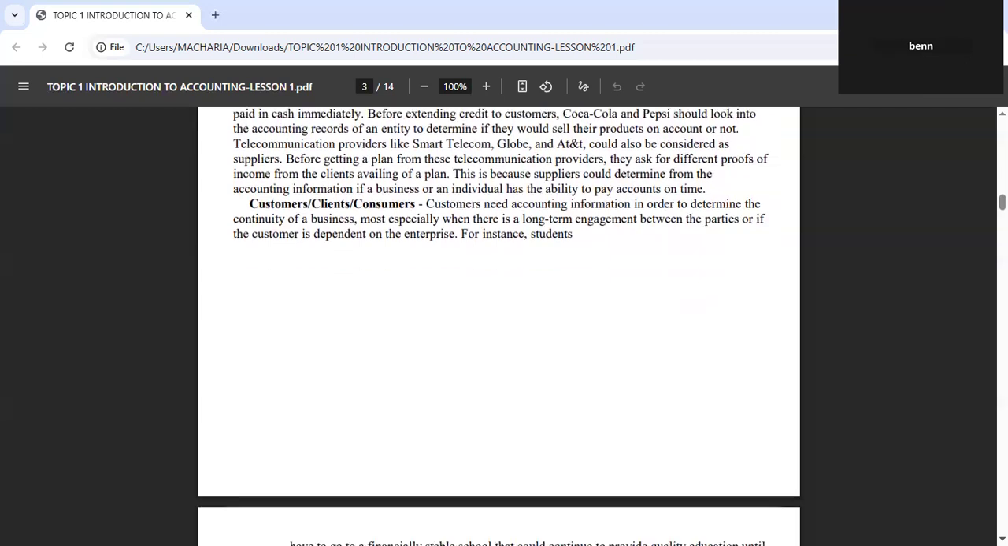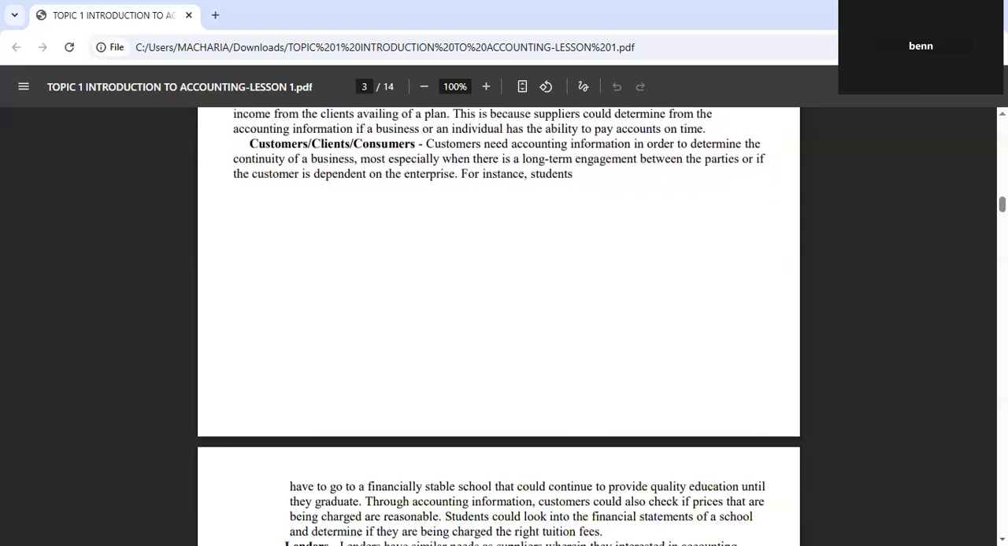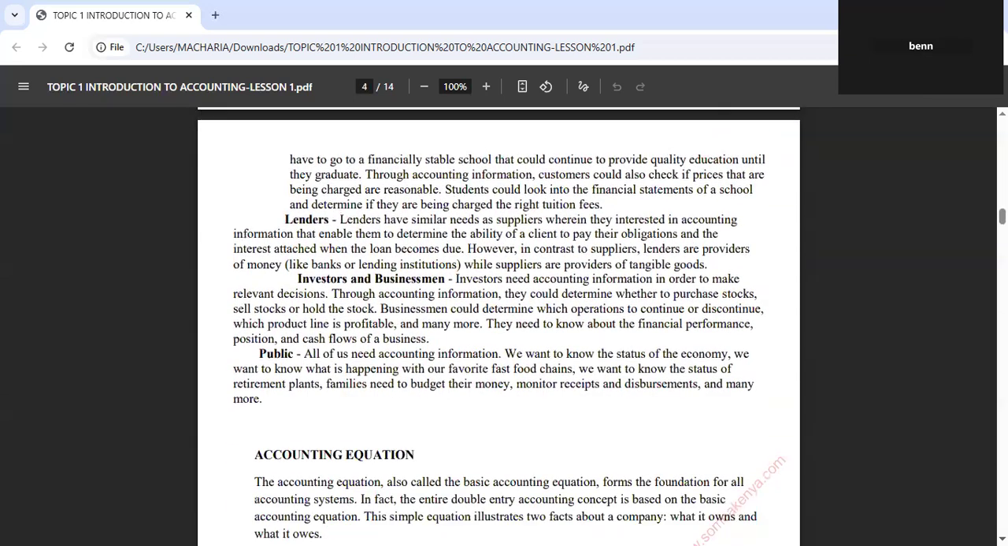Customers, how do customers need accounting information? Or clients? Customers need accounting information in order to determine the continuity of the business. How long is the business going to serve them is of their interest. So they will look at the financial information or financial statements so that they can be able to judge.